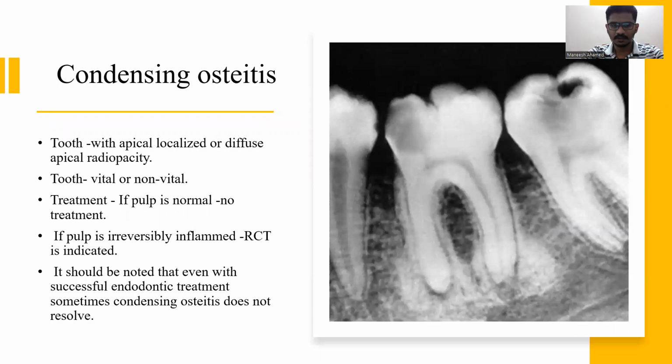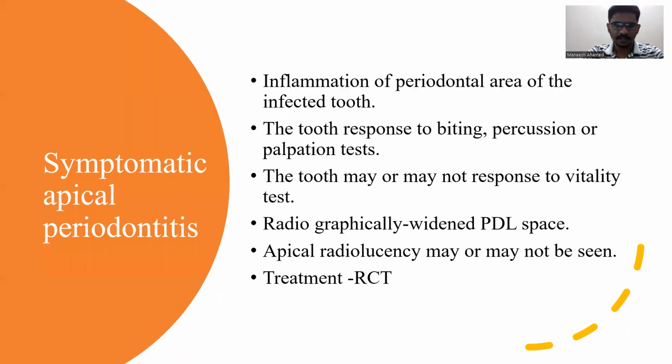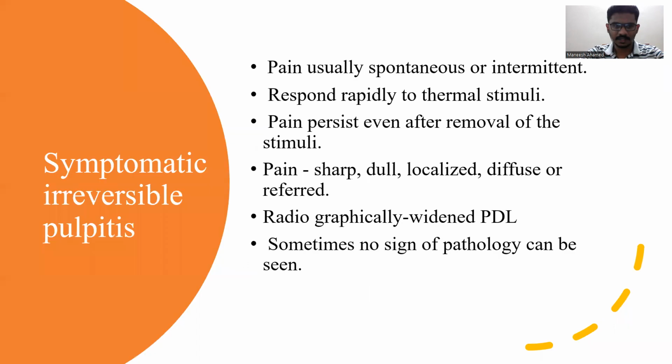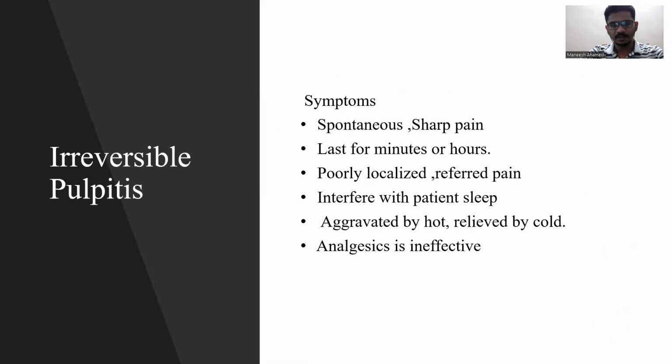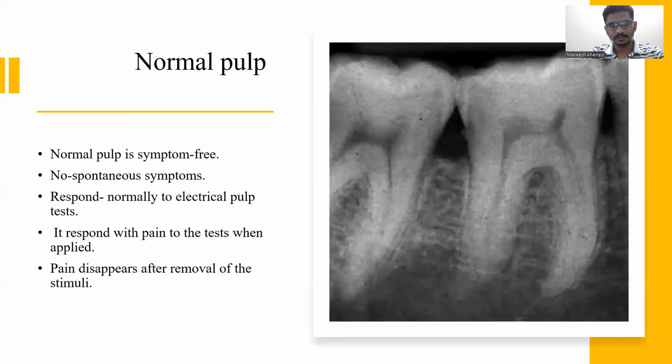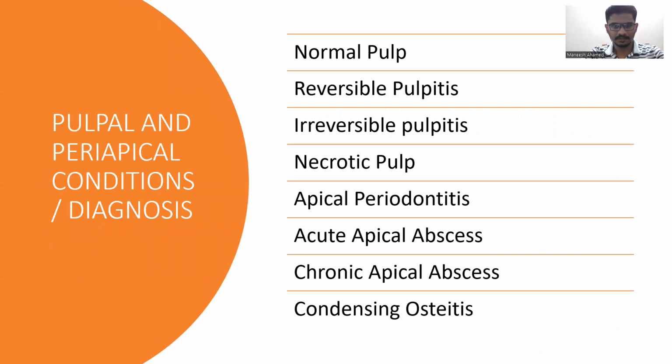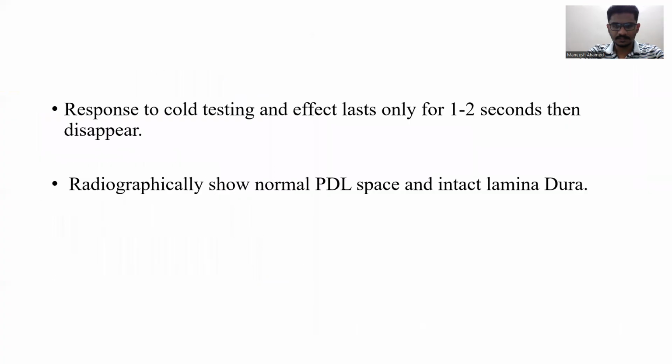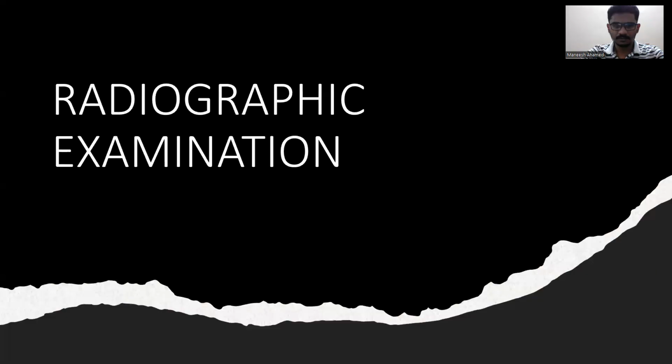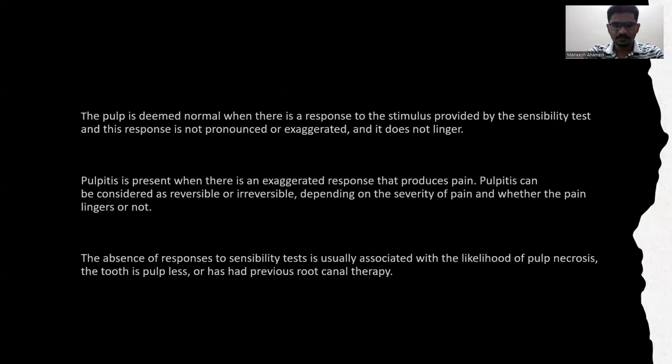So that's all about the different diagnostic categories which can be encountered during pulpal diagnosis. That includes normal pulp, reversible pulpitis, irreversible pulpitis, necrotic pulp, apical periodontitis, acute apical abscess, chronic apical abscess, and condensing osteitis. So this is all about the discussion regarding the diagnosis.